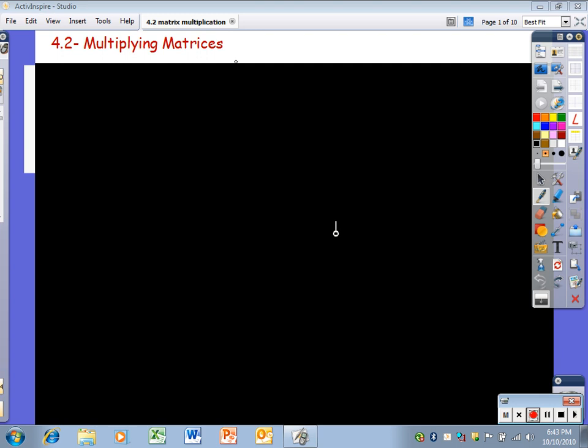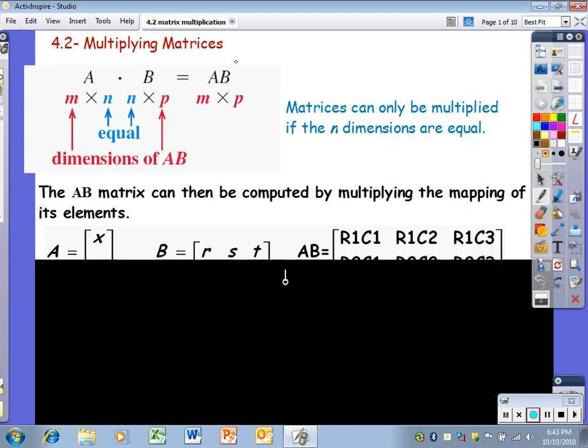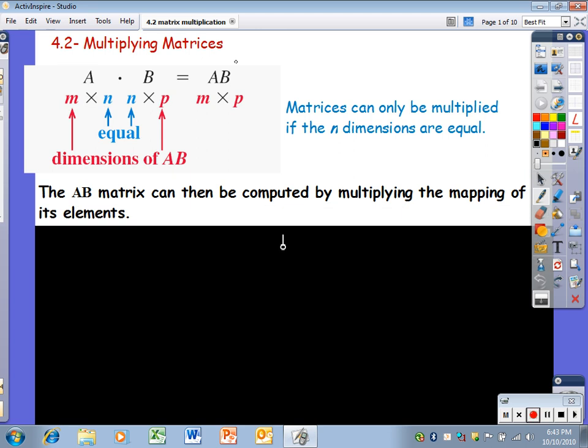So, when we multiply matrices, we have to get a few things understood first. If I take matrix A times matrix B, it should equal matrix AB. And if matrix A is dimensions m by n, and matrix B has to be dimensions n by p, then matrix AB, when I multiply, is the dimensions of the first matrix, rows, by the dimension of the second matrix, columns. In other words, these inside dimensions must equal each other, or we cannot multiply.